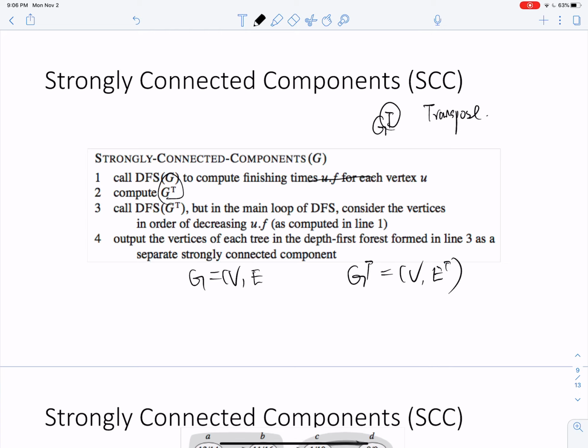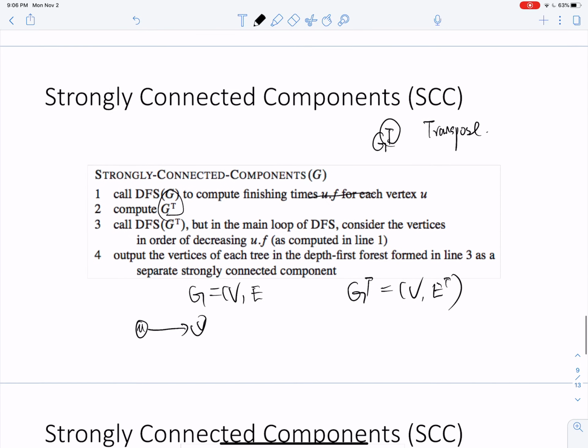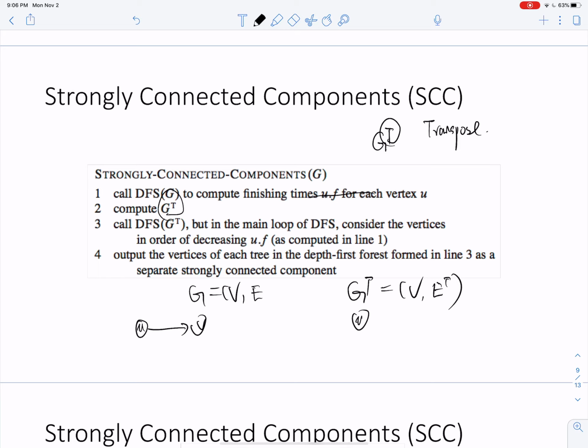The edges are different in this way. In the original graph, if there is an edge from U to V, then in the transposed graph we flip the direction of the edge, from V to U. So we basically flip the edge direction of the original graph. That is the transpose of a graph.